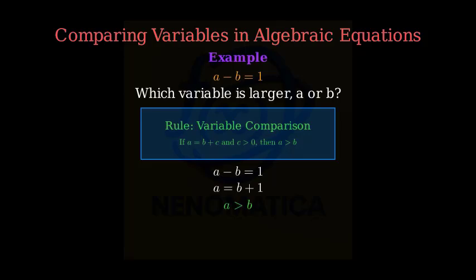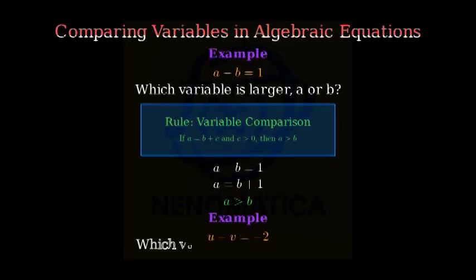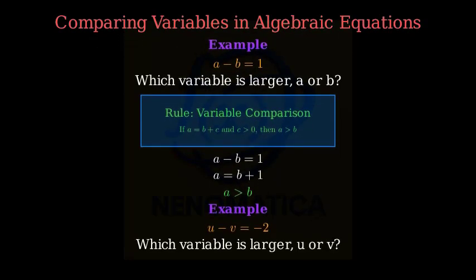Now, let's move on to our second example. This time, we have the equation u minus v equals negative 2. Again, we need to determine which variable is larger, u or v. Let's solve this second problem step by step.